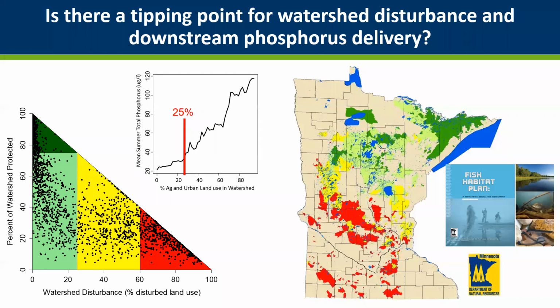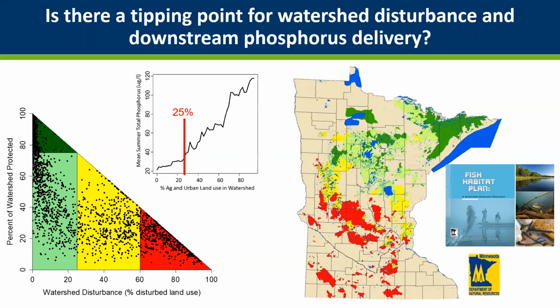This is the heart of the work that Pete Jacobson and Mike Duvall and others did with Fisheries. And they compared phosphorus in about 1,200 fish management lakes. They compared phosphorus to watershed disturbance and found that there is a tipping point. It's about at 25% disturbance.